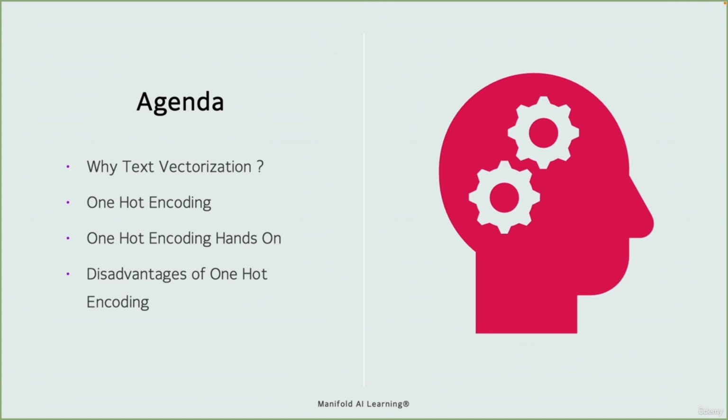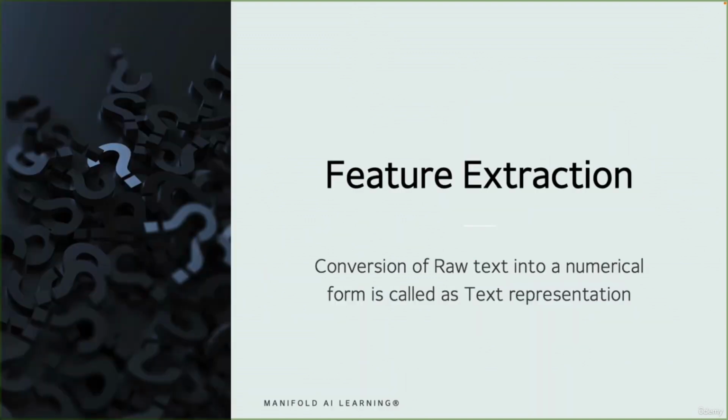So let's get started. When we talk about text vectorization, it's a technique that we use to convert the raw text into a numerical format. This technique is also known as feature extraction. Sometimes we refer to it as text representation as well. It's all about converting the raw text into a numerical format. The reason that we do this activity of converting the raw text into a numerical format is that when we talk about the machine learning model, it expects the data in a numerical format.